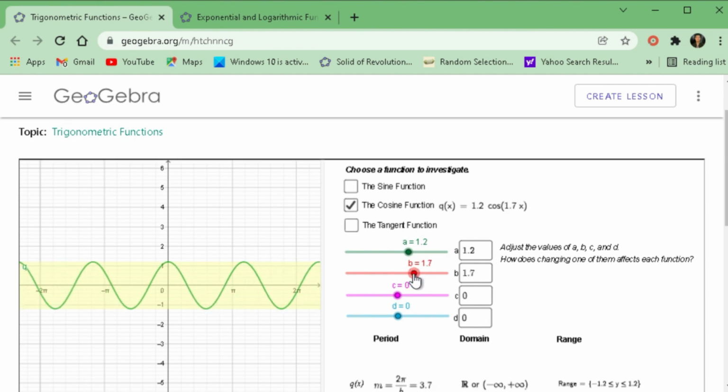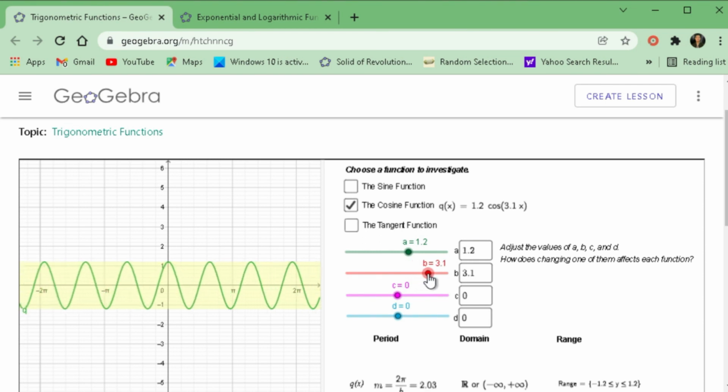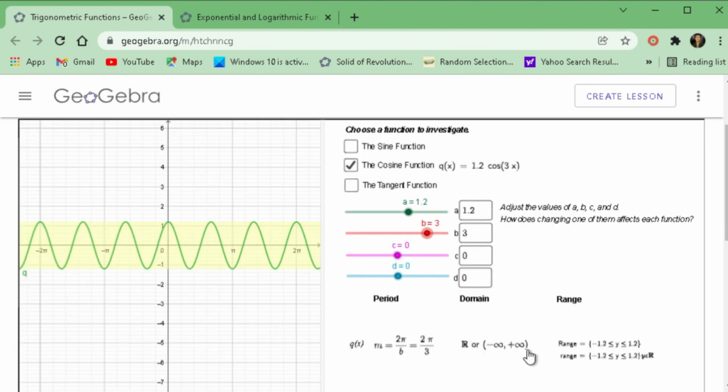B still tells the period. So if we make it 2, 3, sabi natin 3. So our cosine function here is cosine 3x. So makikita natin yung range dito. What is the range? Well, obviously, everything is covered by the graph doon sa x-axis. So the domain is R.